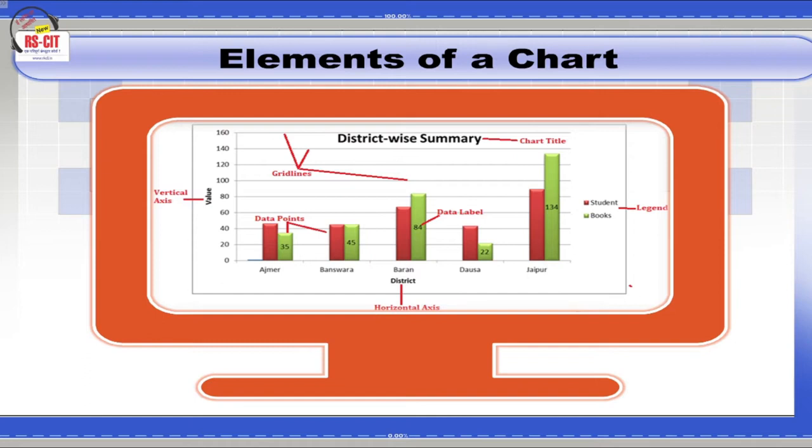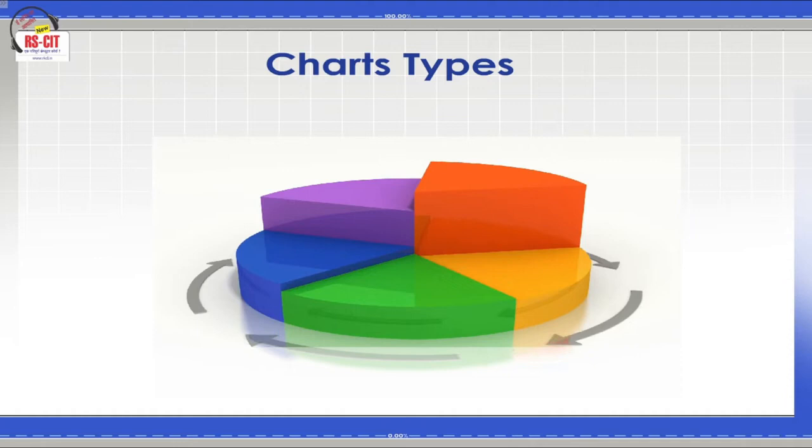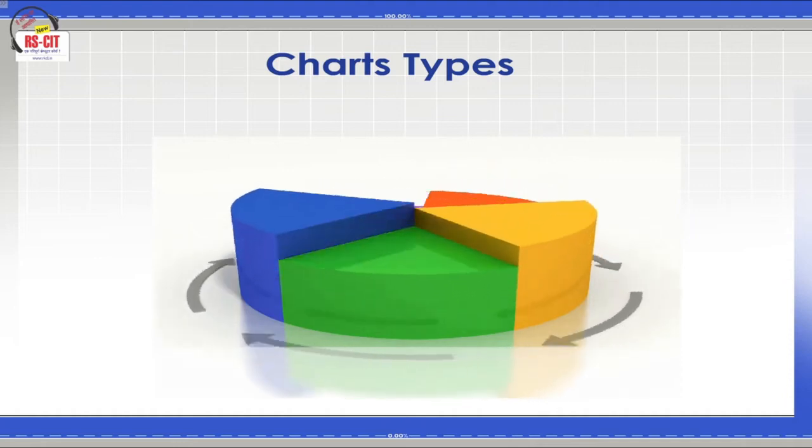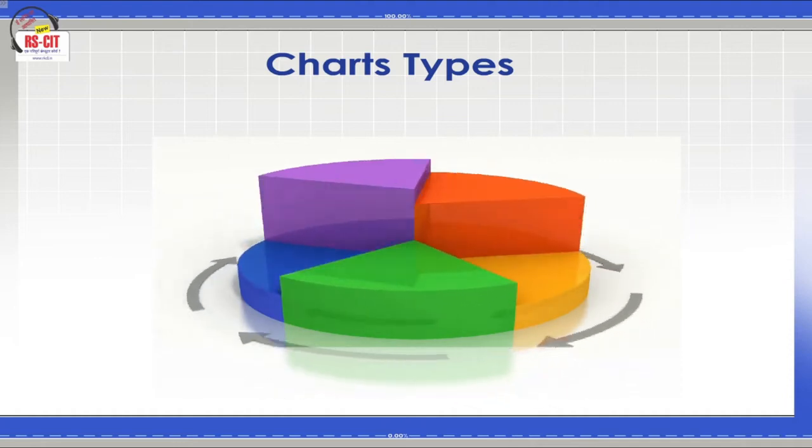Data labels. Actual value of the data point is called data label. Grid lines. Horizontal lines displayed in plot area are called grid lines. Chart types. Now let's see what are the different chart types available in Excel 2010.